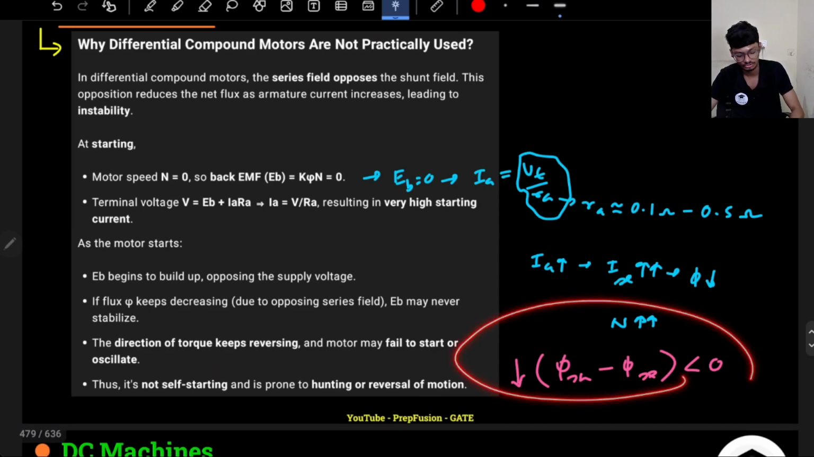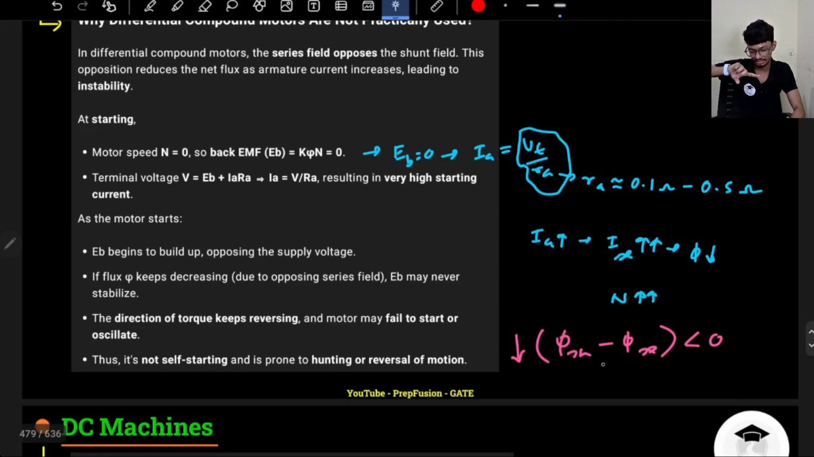There may be a failure to start because for a certain second the direction of the torque will be negative, and for another second the direction of the torque will be positive. So it keeps on reversing, right? Thus it's not a self-starting motor. It is prone to hunting and reversal of motion. And initially there is also a huge starting current that can take it into the unstable region. Okay, that's why we generally tend to avoid this motor, because the flux direction keeps on changing.